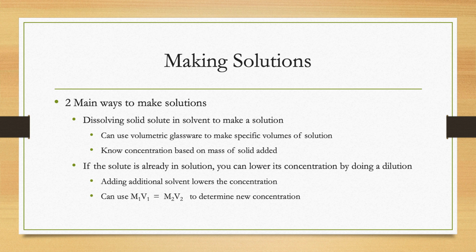The other way we often make solutions is if we already have our solute dissolved in a solvent of some kind, we can change its concentration through what we call a dilution. Now, dilutions will only lower concentrations, but it's still really useful. If you have a really high concentration solution, like a 1 or 2 molar solution, which is actually pretty concentrated, but we want a solution that's only 0.15 molar, we can calculate how much of our initial solution we would need to get to a specific concentration with a specific volume for the final solution that we're interested in.